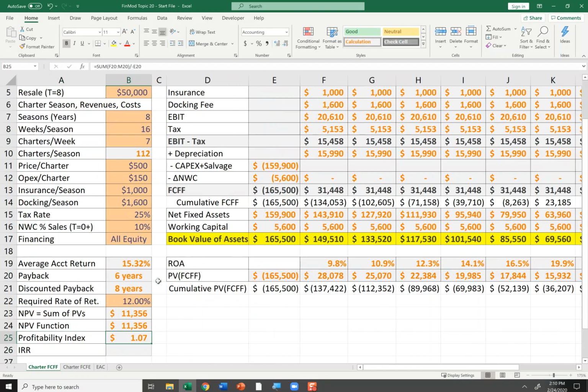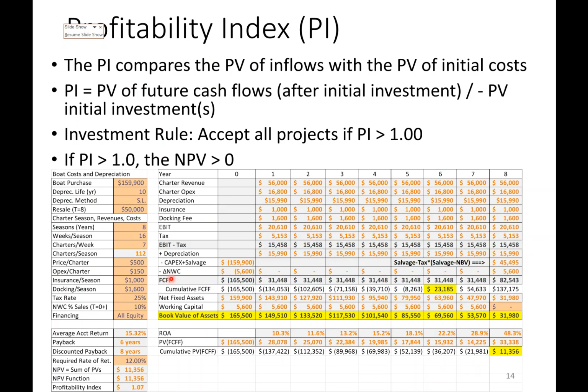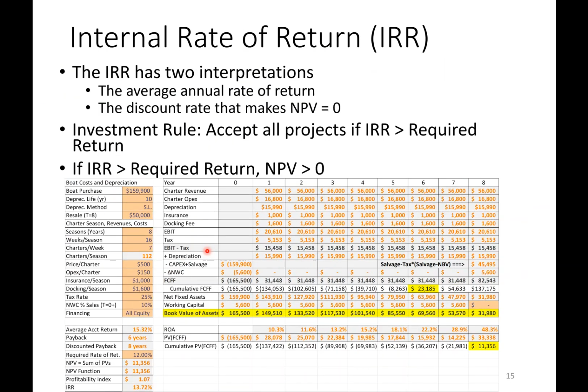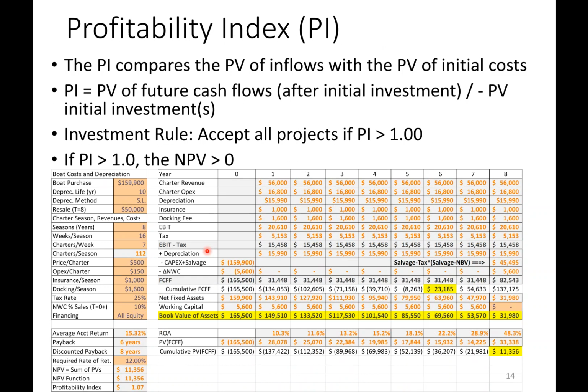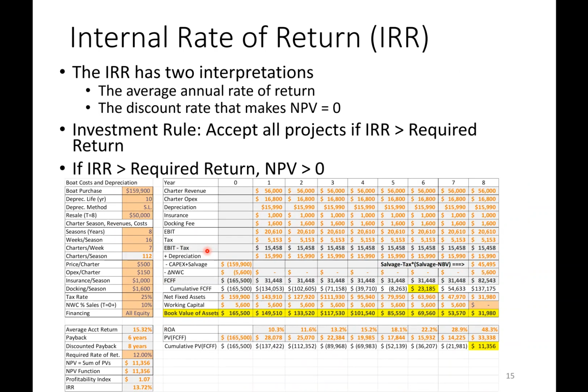And what this means, if it's equal to 1, that means the present value of the future cash flows is equal to the present value of the initial cost. What that means is the NPV is equal to 0 if this index is 1. So any profitability index greater than 1 means that the NPV is positive. So it's just another way of thinking about NPV. And I would accept all projects that have a profitability index greater than 1, which means that they have an NPV greater than 0. The last one is internal rate of return, the IRR.